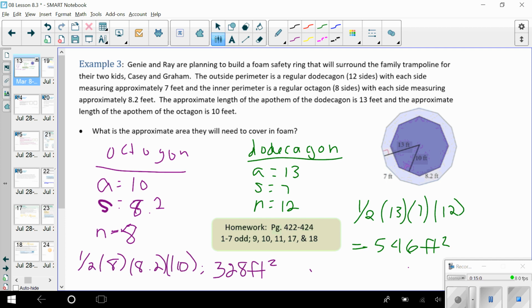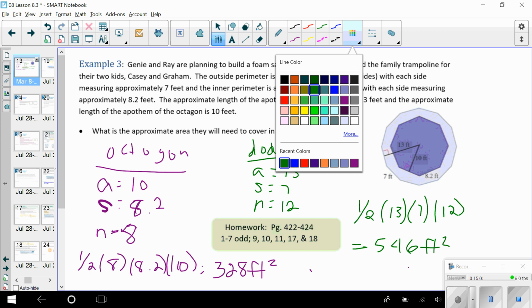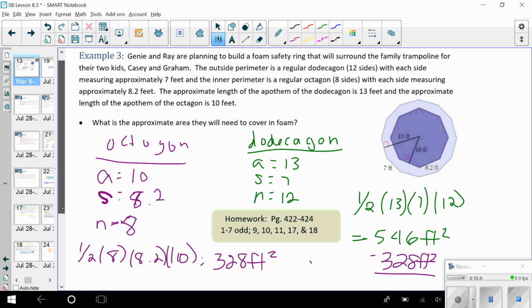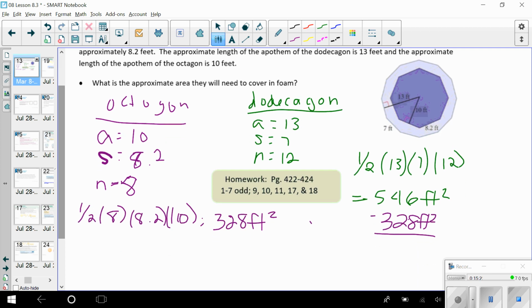Now we don't need the whole area of the dodecagon, we just need the side outside of the trampoline. So we're going to subtract the area of the trampoline because we're not going to cover the trampoline in foam, we're only going to cover the outside area. So if we subtract 328 from there, we get 218, and that's how much foam padding we need.